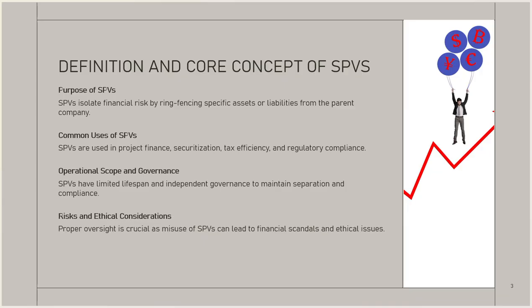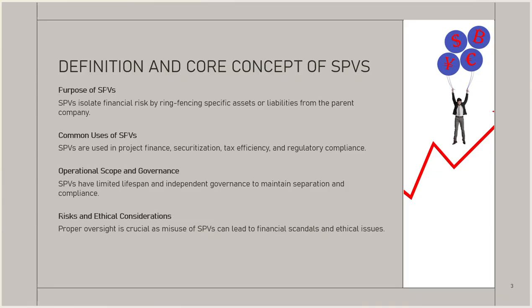On operation and scope, governance of the vehicle has a limited lifespan and independent governance, and maintains separation and compliance. The special purpose vehicle is created for a project. Once that project is completed and the objective or goal is achieved, they close that entity. They have a basic objective or target, it involves a huge amount, so they create a separate entity, the special purpose entity.